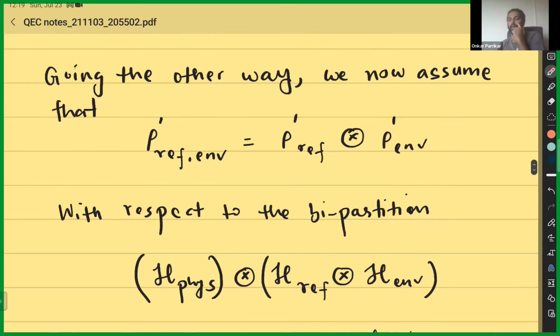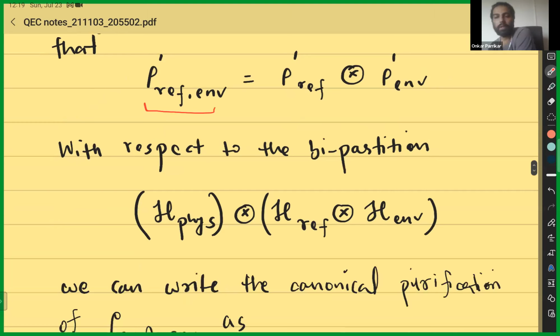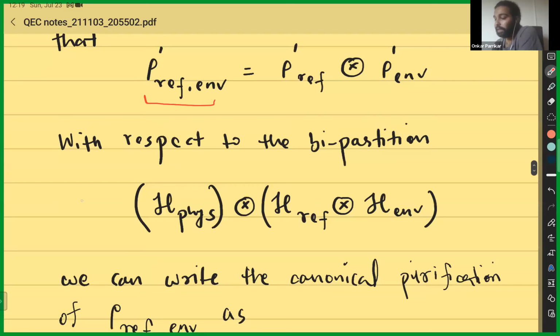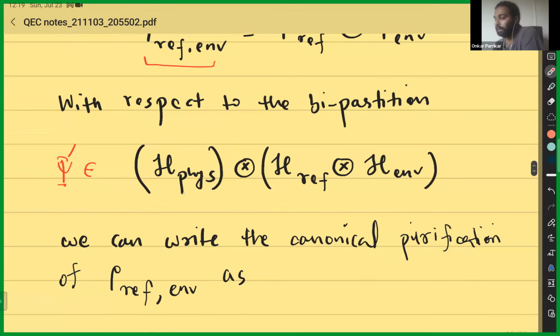Now, going the other way, I have to show that if the density matrix on reference and environment factorizes in this way, then it must be the case that the Knill-Laflamme conditions are satisfied. The way to prove that is the following. Again, this is not very hard. You think of the state psi prime, which lives in this Hilbert space. It has 3 factors: physical, reference, and environment.